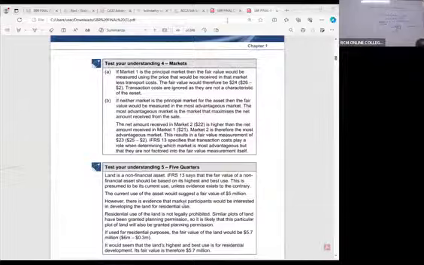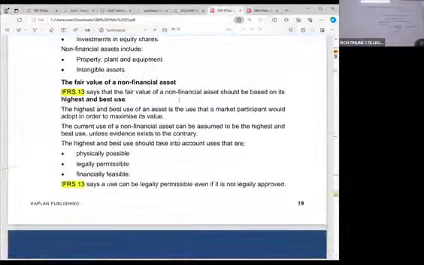5.7 is 5.7. So Richard wanted me to talk about this: IFRS 13 says a use can be legally permissible even if it's not legally approved. Like how you get approvals from City Hall to build a house. That approval may not be given, but it is constructive. It's called substance over form. Your neighbors have already gotten that kind of permission in the past. So you should be allowed to assume that should you seek this approval, you'll be able to get it.